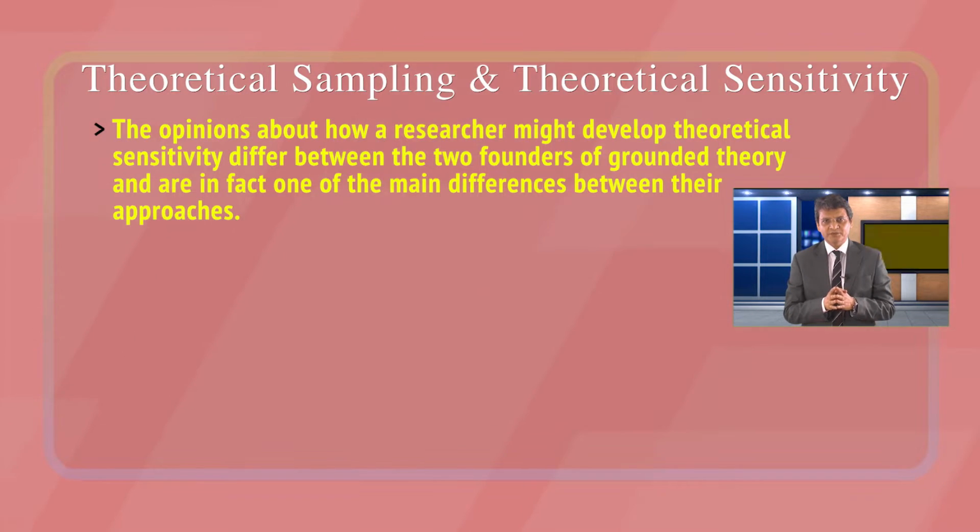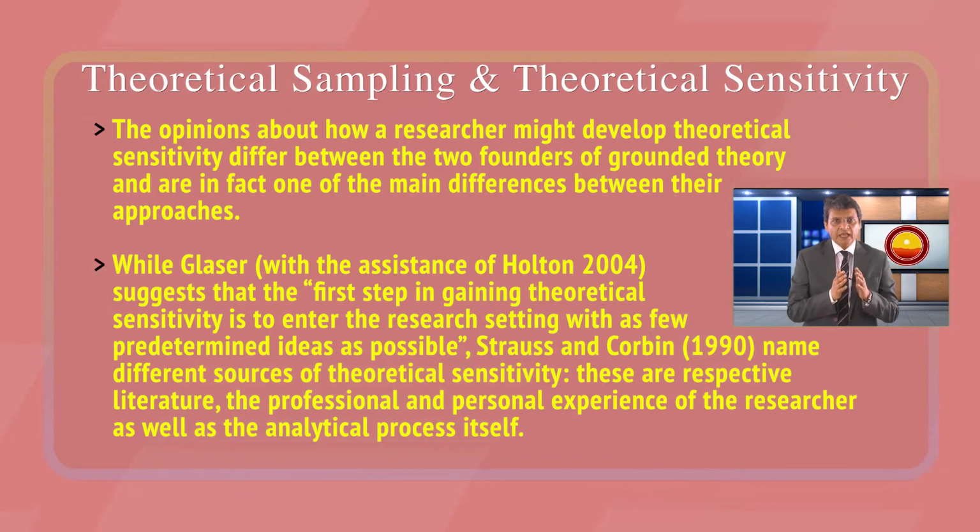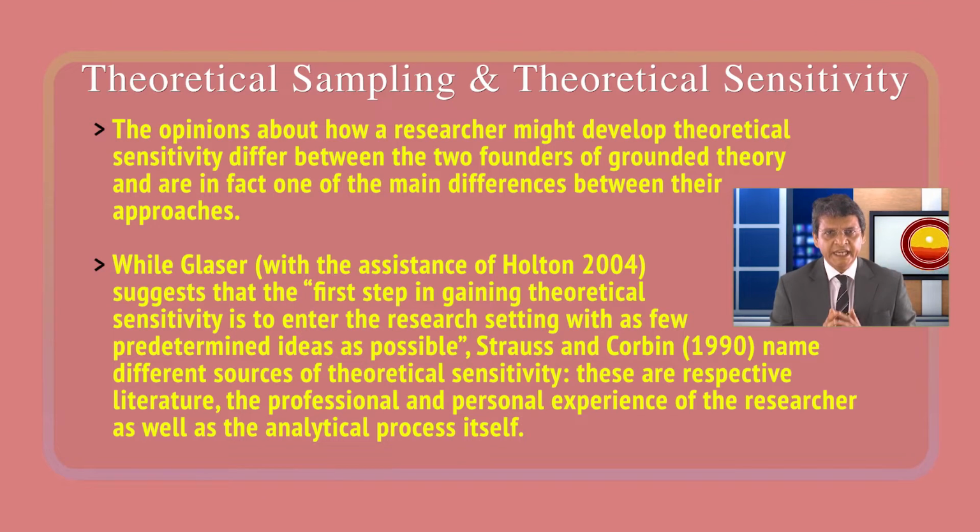The options about how a researcher might develop theoretical sensitivity differ between the two founders of grounded theory and are in fact one of the main differences between their approaches. While Glaser, with the assistance of Holton, suggests that the first step in gaining theoretical sensitivity is to enter the research setting with as few predetermined ideas as possible, Strauss and Corbin name different sources of theoretical sensitivity, such as the respective literature, the professional and personal experience of the researcher, as well as the analytical process itself.